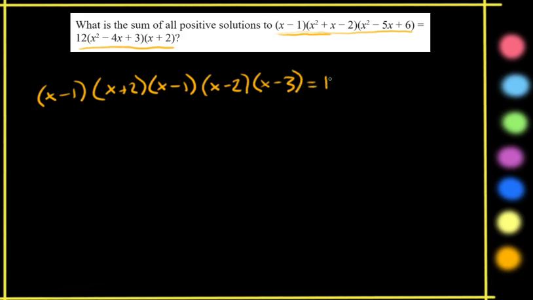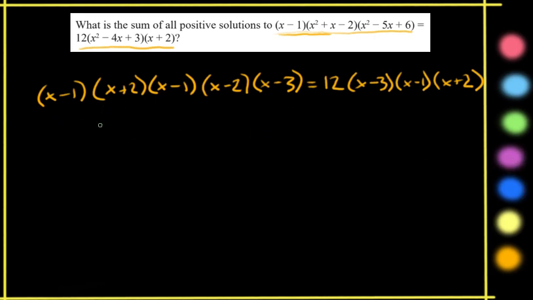So here we have 12 times, let's see if we can factor this one as well. So -4, and we have a +3, so that's going to be -3 and -1, I guess, right? So x minus 3 and x minus 1. And then this is going to be x plus 2. All right, that's great. So let's take a look here.